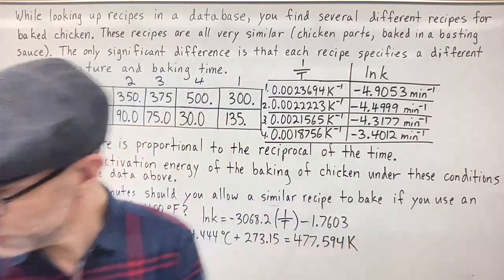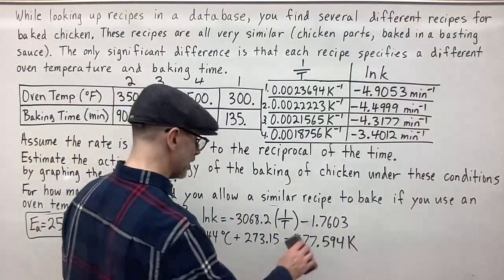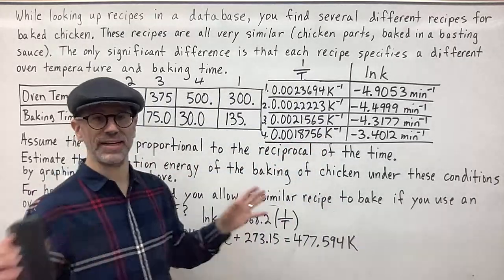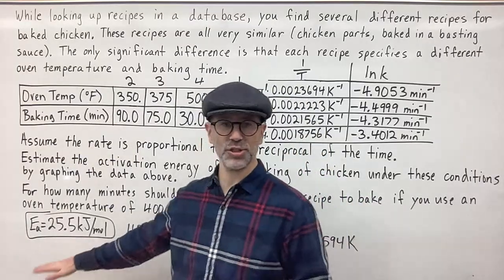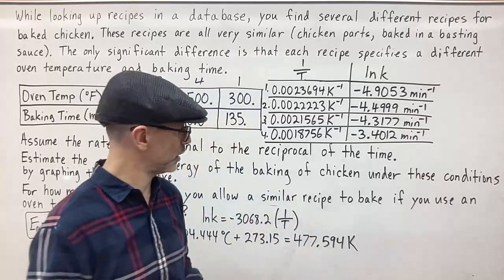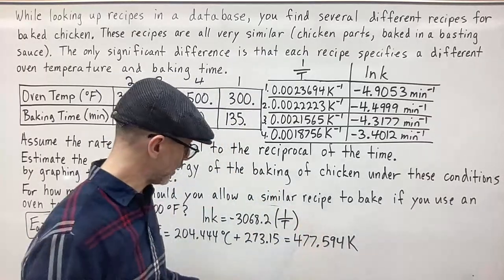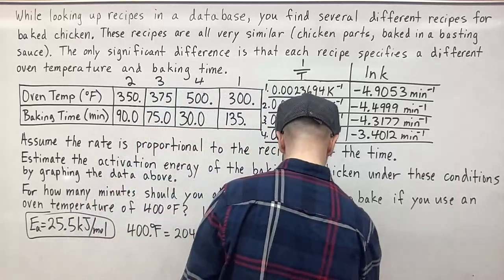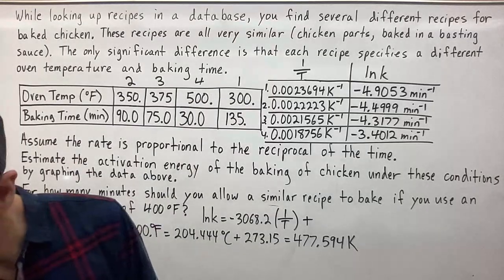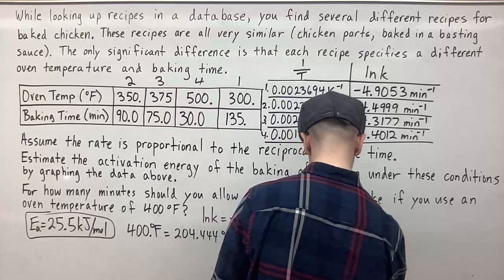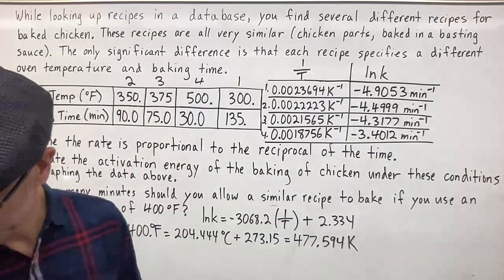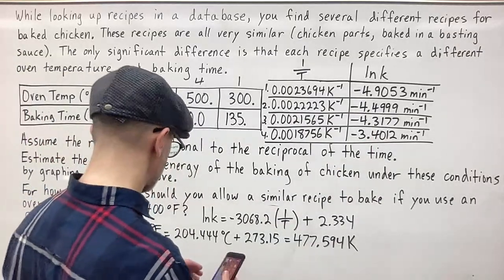So the only thing we have to change here is this part, right? Our slope stays the same, so that doesn't do anything to our activation energy, because we use the slope to calculate the activation energy. But for the purposes of this next step, we have to make sure we have the right y-intercept. So let's go ahead and put the right one in. That's going to be 2.334. All right, so now when we calculate it, we'll get something reasonable.